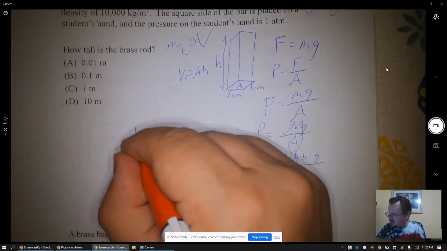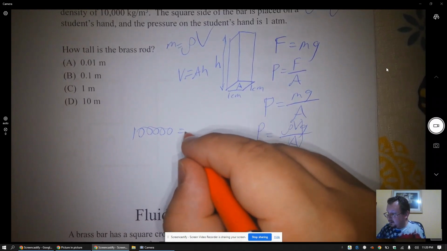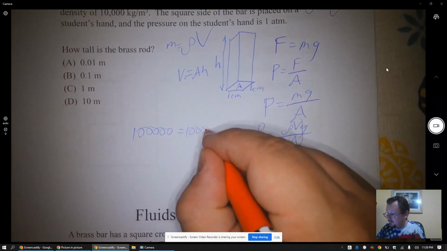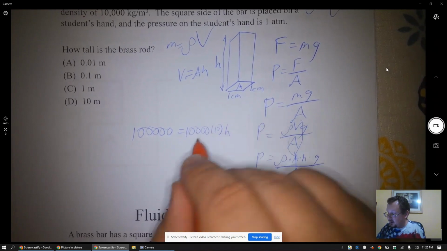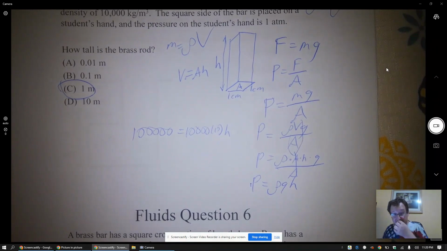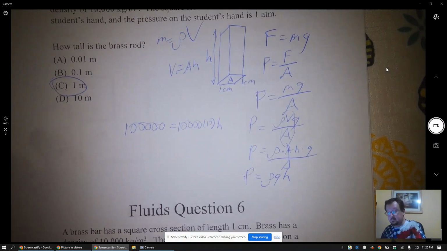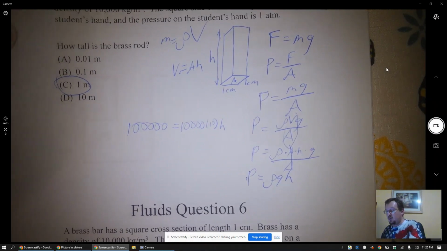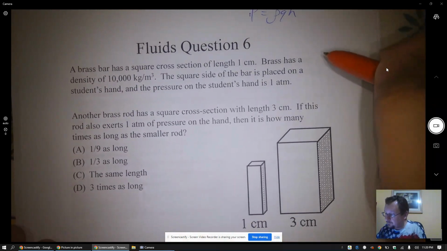So the pressure is 100,000 pascals. The density is 10,000 for the brass. g is 10. So if you divide, you just get a height of 1 meter. So a 1 meter brass rod of any size will have the same pressure as the air. Isn't that crazy? Okay.